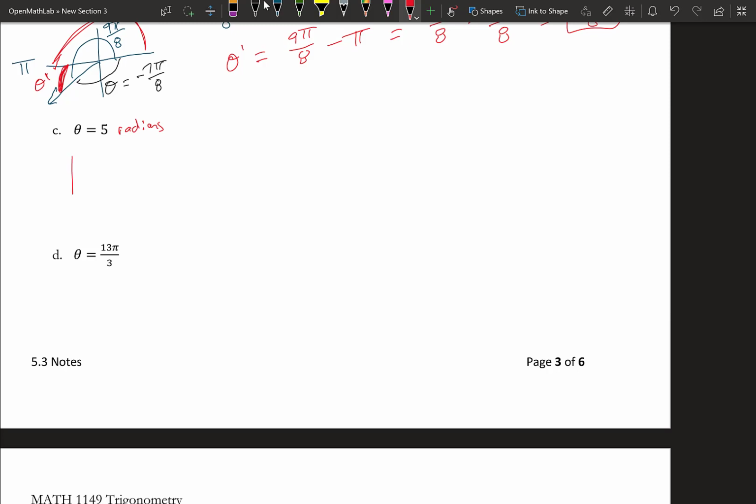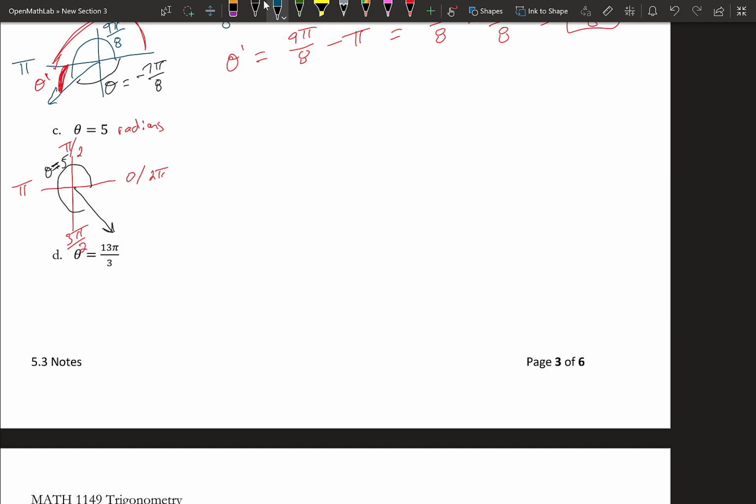So remember here is 0 or 2 pi. Here is going to be pi over 2. This is going to be pi. This is 3 pi over 2, right? So 1.5 pi would be something like 4 point something, right? So I know 5 is going to be somewhere over here in this quadrant, right? So from here to here, that's theta, which equals 5.